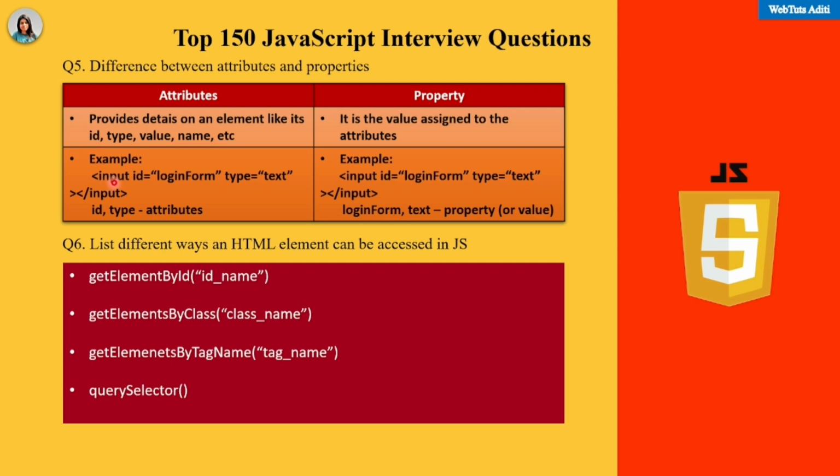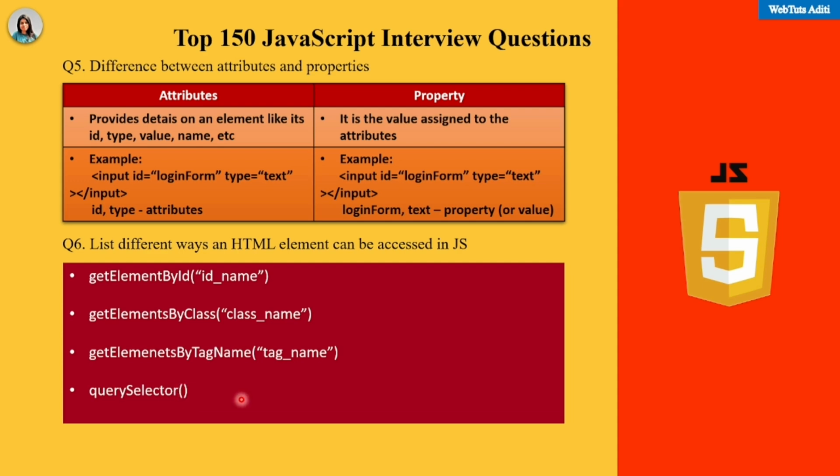What are tag names? These are input, then a form, then a p tag, that is a paragraph tag. All these are tags. So if I specify any tag name here, it will return the tags which have that specified name. Okay. And querySelector is also the same, it helps to select CSS selectors. It will return the first element it finds which matches the selector specified in the parentheses.